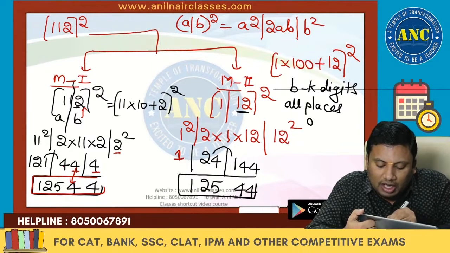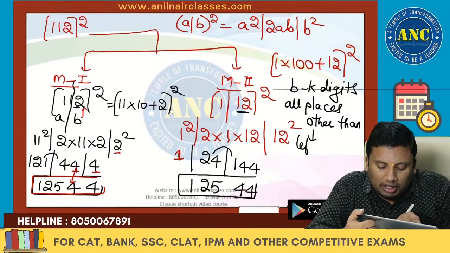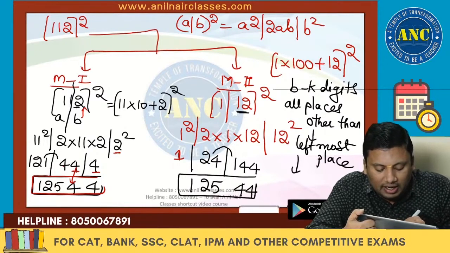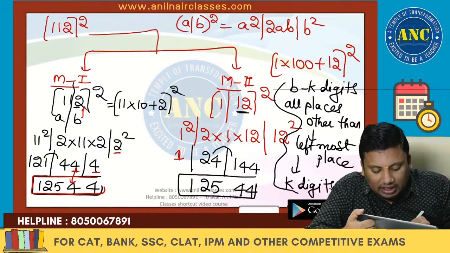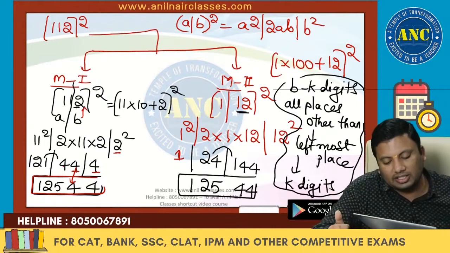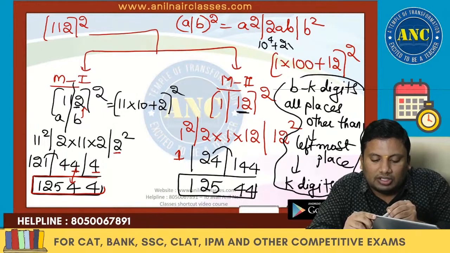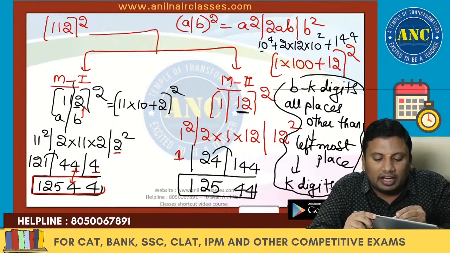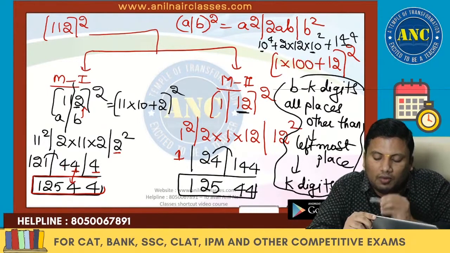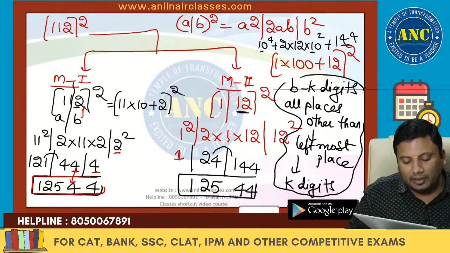That means if B is taking k digits, all the places other than the leftmost place will take how many digits? K digits. Why is this happening? 100 square is 10 power 4. It is 2 into 12 into 10 square. 12 square is 144, and here it will give you two zeros. 144, 00 plus 00 plus 44. 44 will be the last two digits.